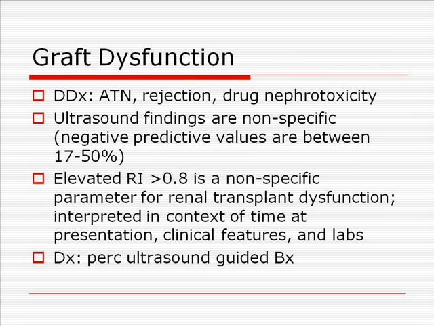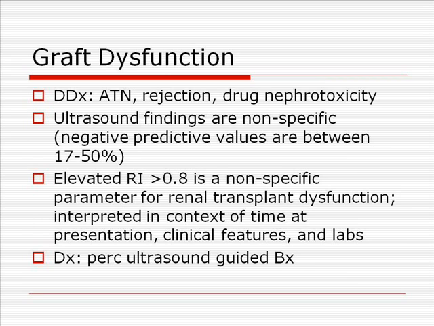Graft dysfunction can be due to acute tubular necrosis, rejection, or drug nephrotoxicity. On grayscale ultrasound, graft dysfunction might show renal enlargement, increased cortical thickness, increased or decreased echogenicity of the renal cortex, or loss of corticomedullary differentiation, prominent pyramids, or collecting system thickening, or a central sinus echo complex effacement. These findings are subjective, though, and negative predictive values for them are between 17 and 50%.